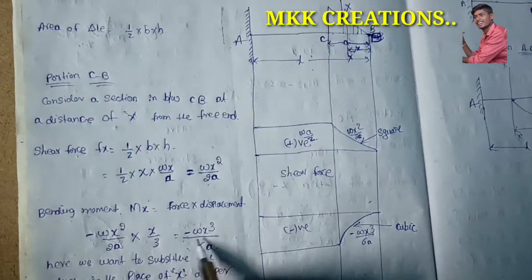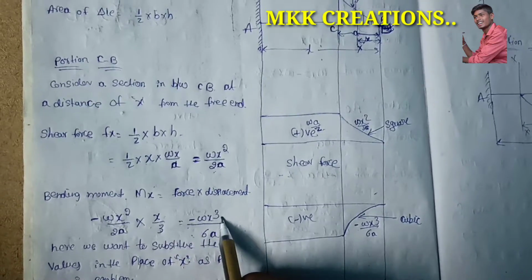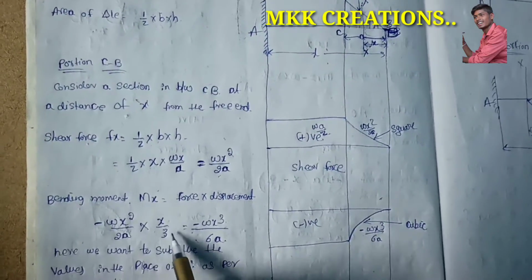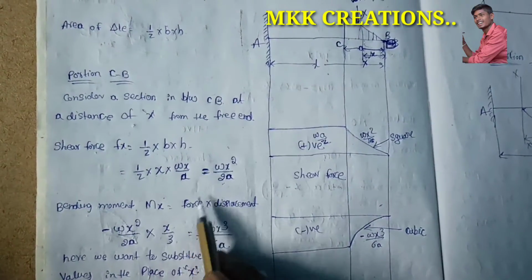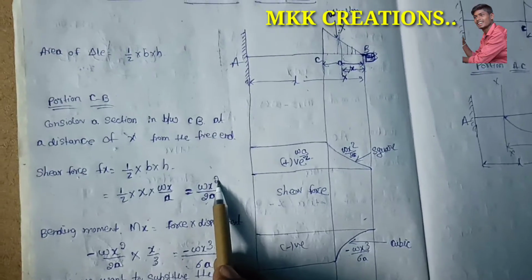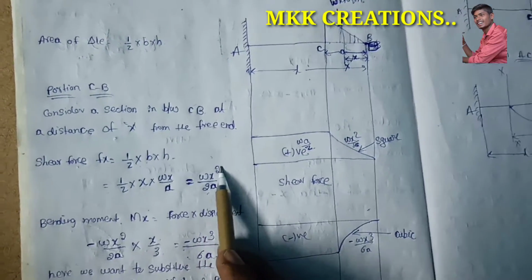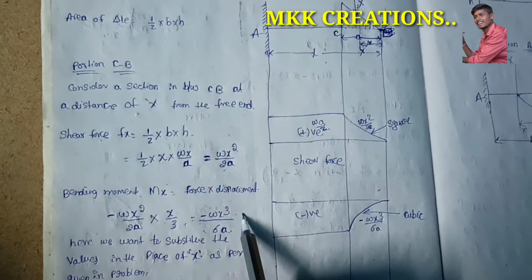That becomes minus wx cube. Here x square into x what? X cube by 6a. 2a into 3 what? 6a. It becomes the bending moment, force into distance. Force we have already found here, and then here into distance. If we find it out, we get a here.